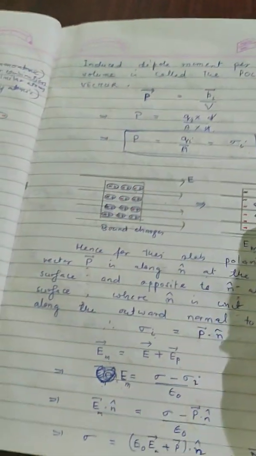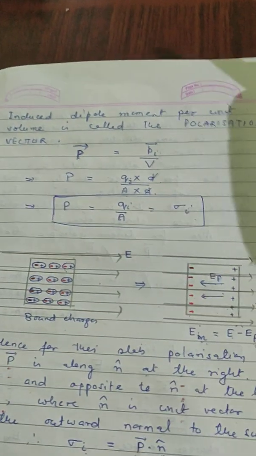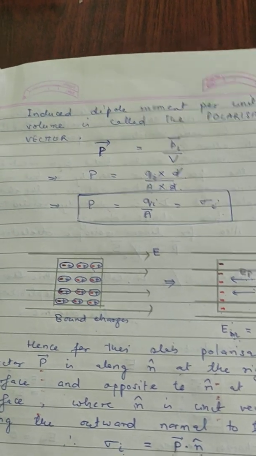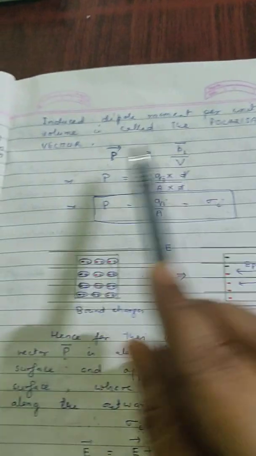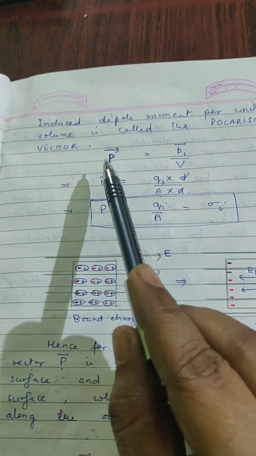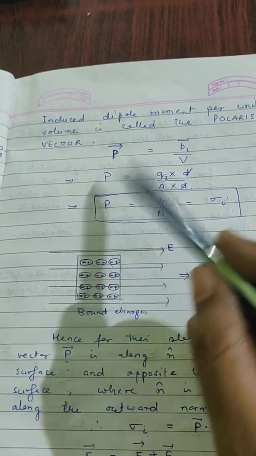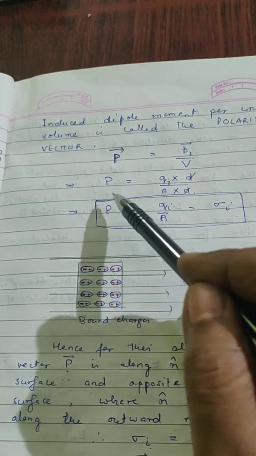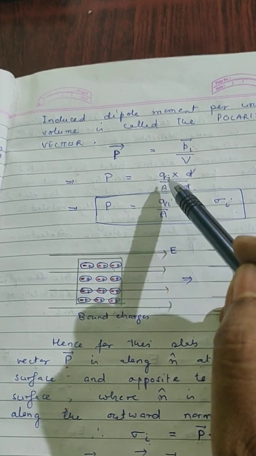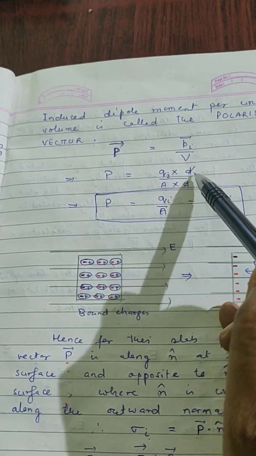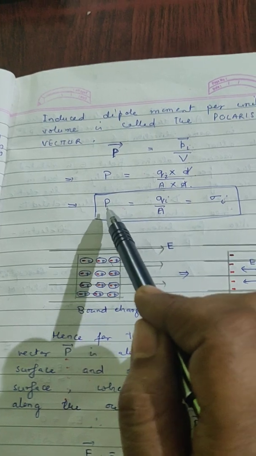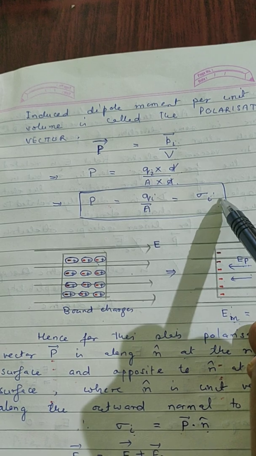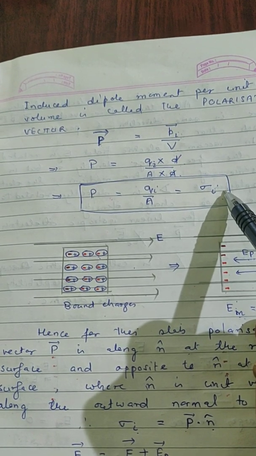So we are going to learn few new terms over here. One is the polarization vector. Now induced dipole moment per unit volume is called the polarization vector. We express the polarization vector by a capital P, and it is the induced dipole moment per unit volume. So I have written their magnitudes. The induced dipole moment is the product of the induced charge and their separation, and so we can see that the polarization vector magnitude wise is nothing but equal to the surface charge density of the induced charge.